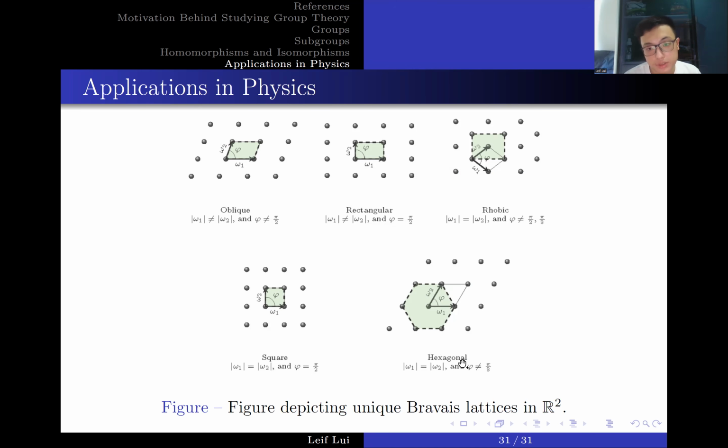So what does this mean? Sorry, this is a mistake. When I generated this plot, I made a mistake. This should be an equal sign, equal to pi over 3. And what happens in a hexagonal lattice, wait, is that right? Actually, maybe don't quote me on this one. I'm not certain. I have to double check.